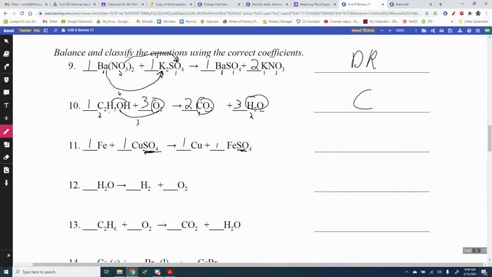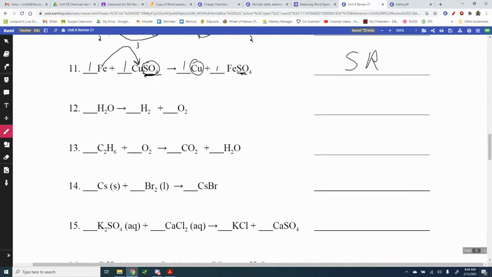Now we just need to identify. This is a single replacement reaction because the Fe comes in here, replaces the Cu, bonds to the SO4, and kicks the Cu out. So this is a single replacement reaction because one element is getting replaced. Single replacement.